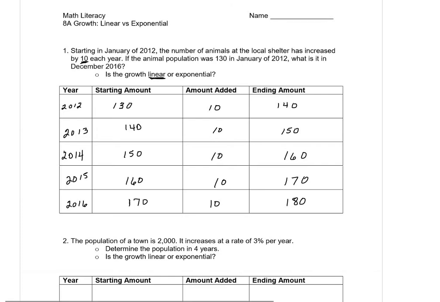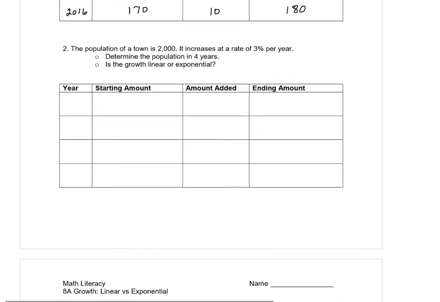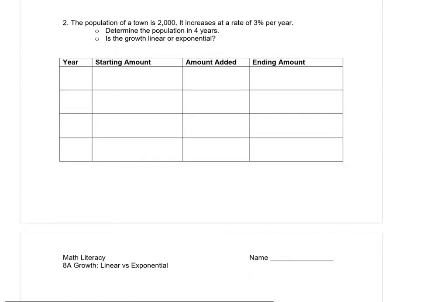Okay, going on to problem number 2. The population of a town is 2,000 and it increases at a rate of 3% per year. Determine the population in 4 years, and is the growth linear or exponential? This is a growth that's a percentage every year. It's not the same absolute amount. It's the same relative amount every year. So that is exponential growth.